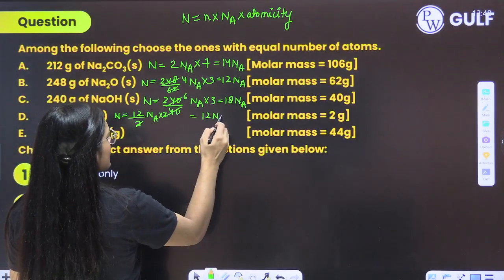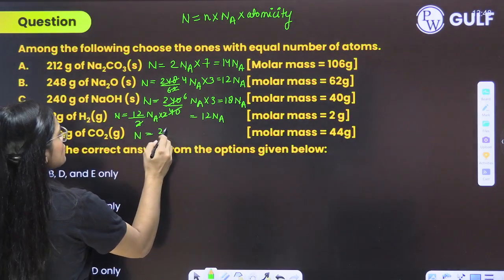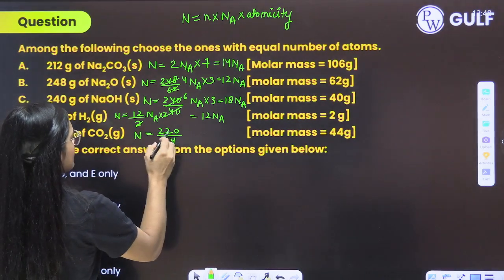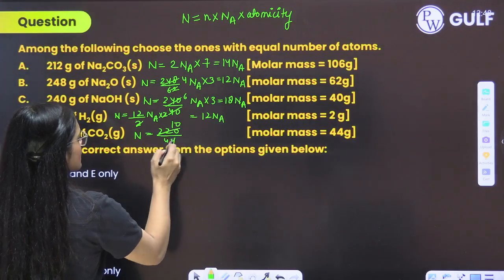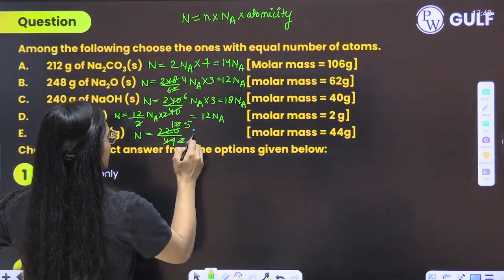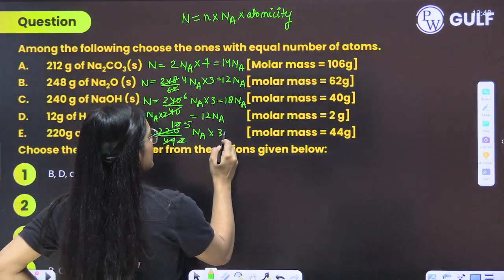Next one, E part. The number of atoms can be calculated as 220 divided by the molar mass, which is 44, and this is going 5 Na into number of atoms 3, 15 Na.